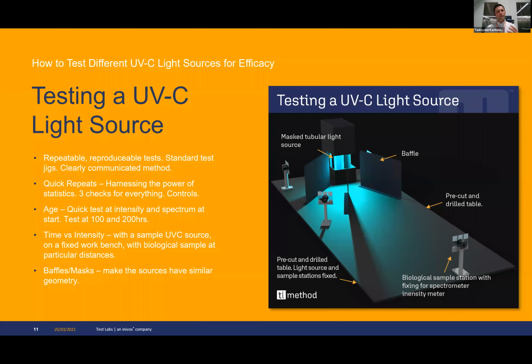As far as the UVC light technologies that we're hoping to test, just correct me if I'm wrong, there's 4 sources that we're going to go for.